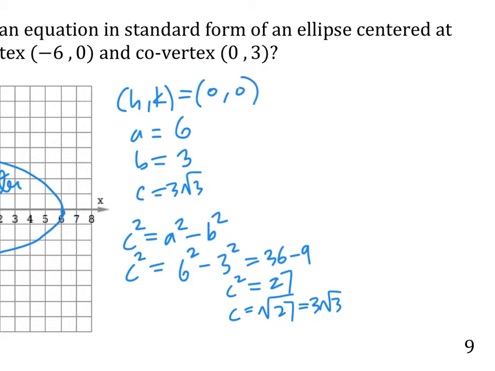All right, the last part, write an equation. This is the tricky part. Let's just write the skeleton. (x minus h) squared plus (y minus k) squared equals 1. Talk to your partner. A squared goes under x or y? Where does A squared go? X or y?